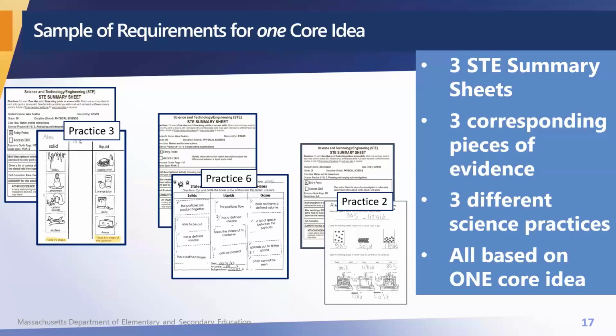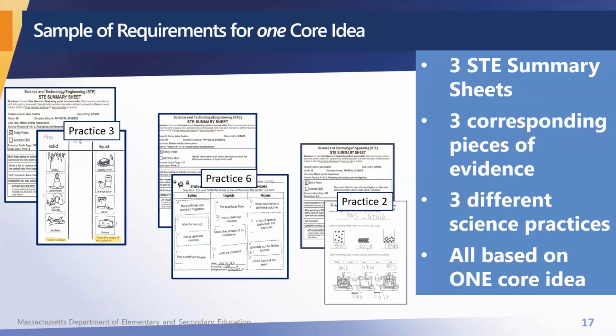Now here is a sample of the requirements of one core idea. So remember I said 3 is the magic number here. We have 3 summary sheets, and corresponding to those 3 summary sheets is the evidence. The evidence is going to reflect 3 different practices, and it's also going to reflect the entry point that you chose. Okay, so 3 is for each core idea.